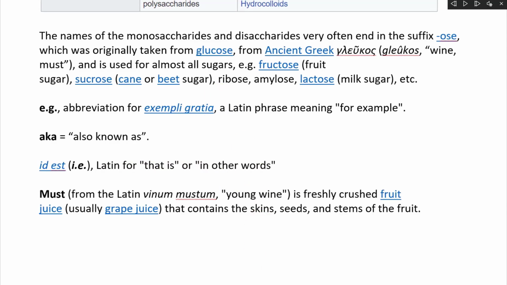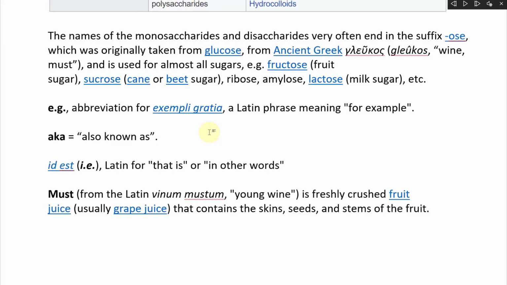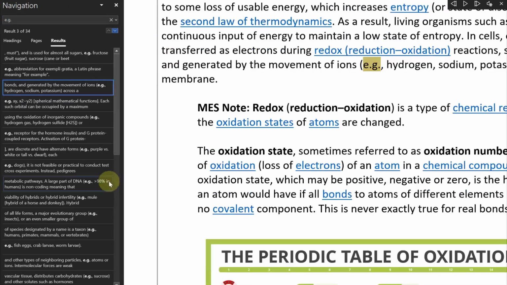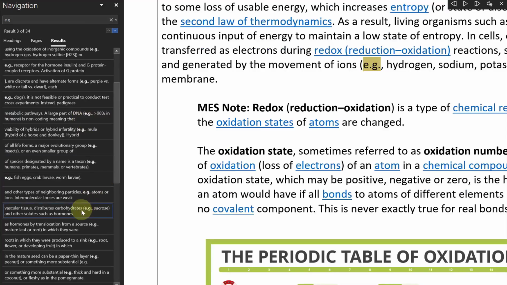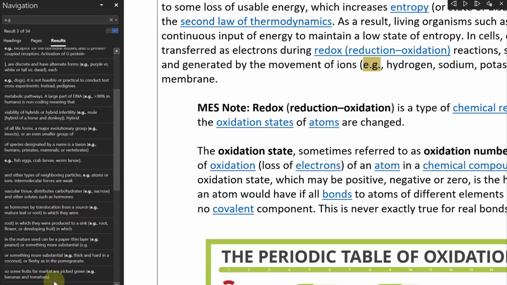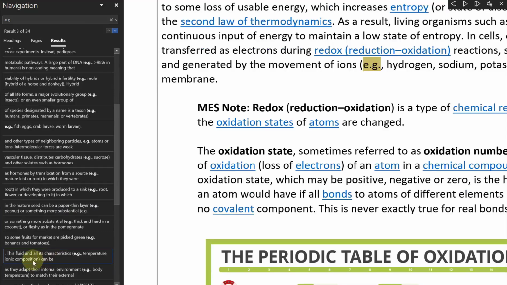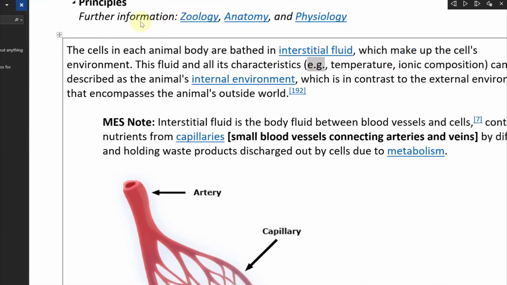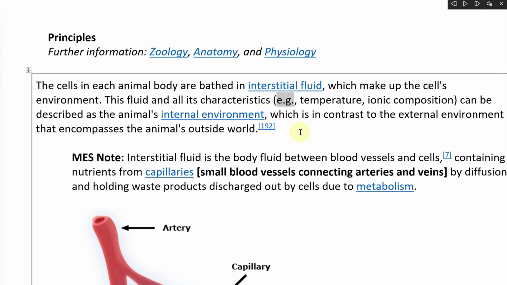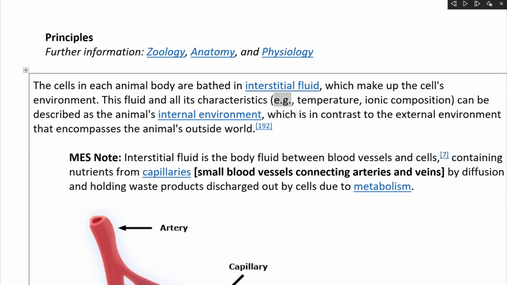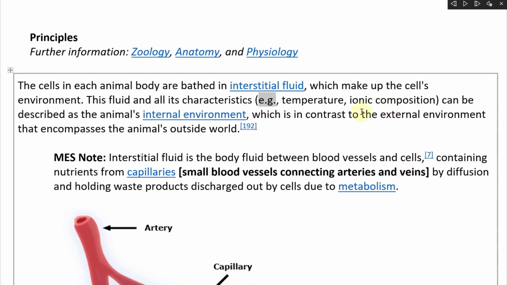So let's go back over to where we started off. So we go to the e.g., and there's a whole bunch of these. Let's scroll all the way over to the one that we were at, and that should be the fluid right here. So this fluid and all of its characteristics, e.g. temperature, ionic composition, can be described as the animal's internal environment, which is in contrast to the external environment that encompasses the animal's outside world. So that's the internal environment.